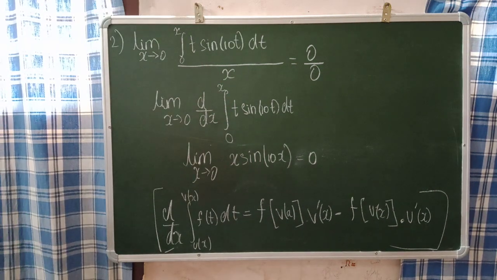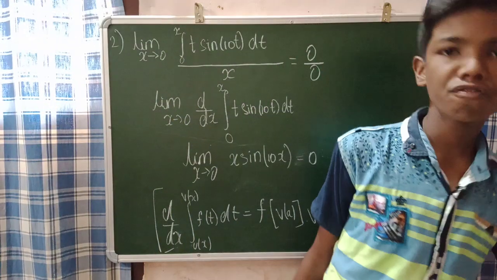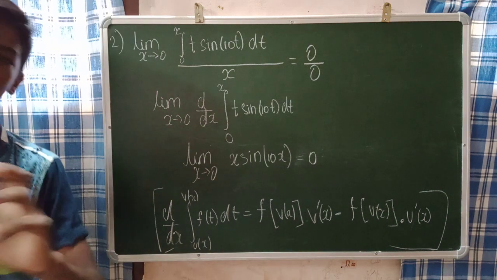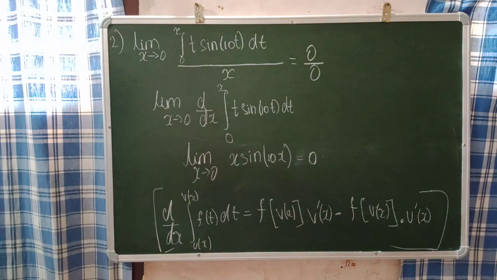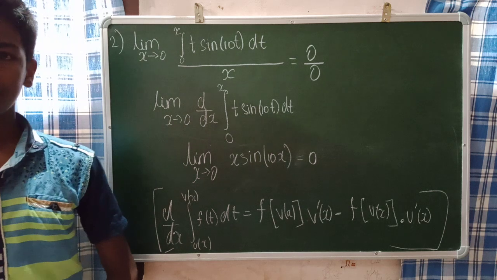So think of the Newton-Leibniz formula: d by dx of the integral of f of t dt from u of x to v of x is f of v of x into the derivative of v of x, minus f of u of x into the derivative of u of x. That's all. Very simple. The answer is 0. Let us move on to the next question.